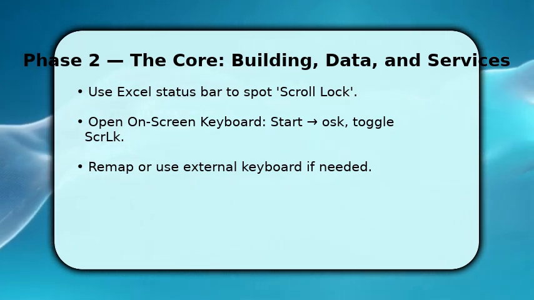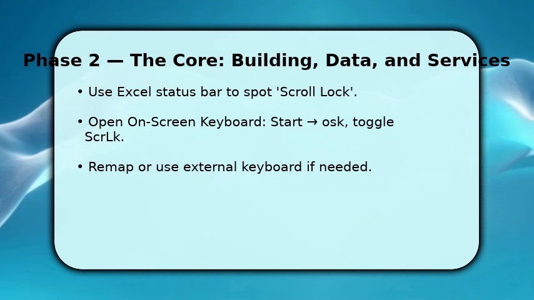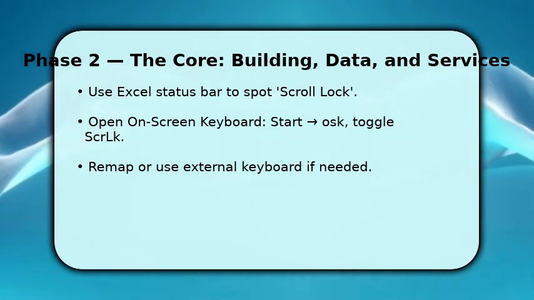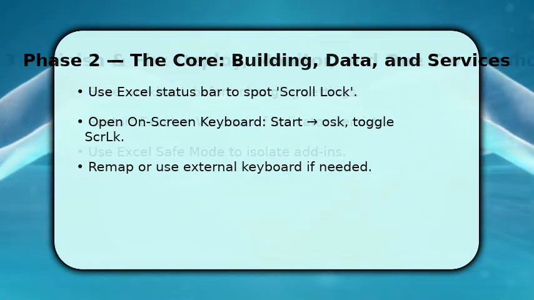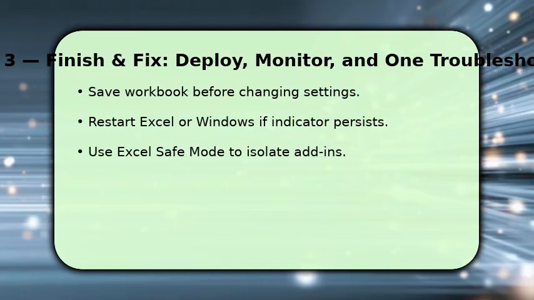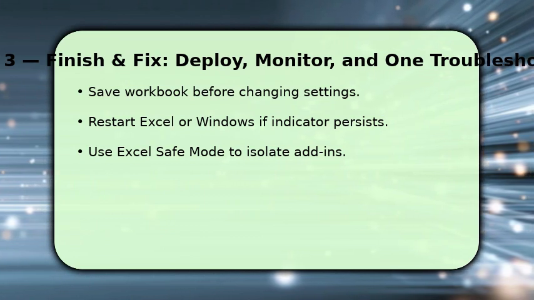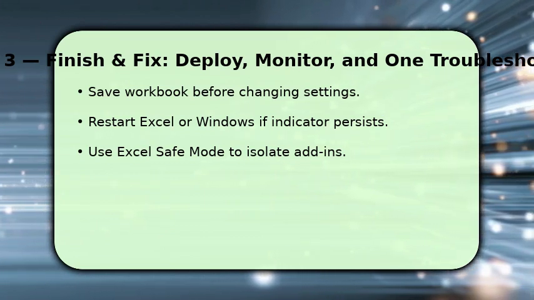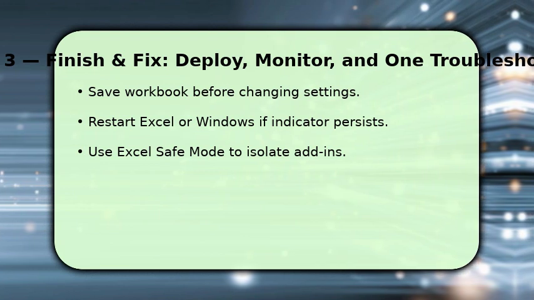Make sure to test arrow keys and Page Up / Page Down. To finish, save your workbook and confirm navigation works. Arrow keys should move cells, not scroll the window. If scroll lock still appears active, close Excel and reopen. If that fails, restart Windows to clear stuck key states.